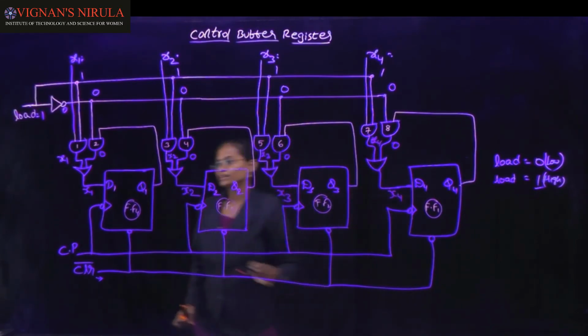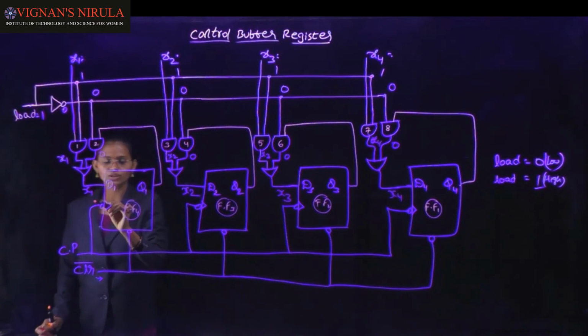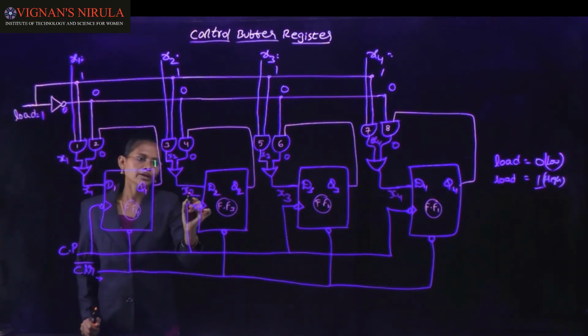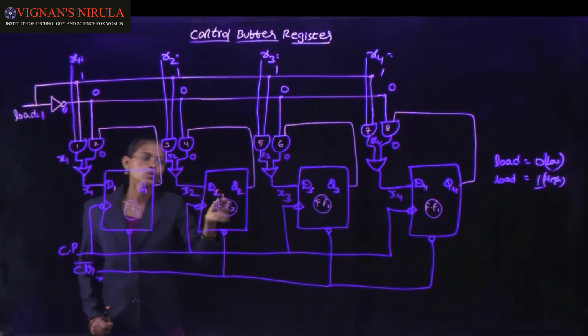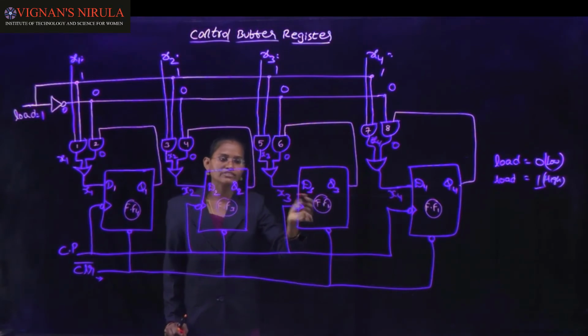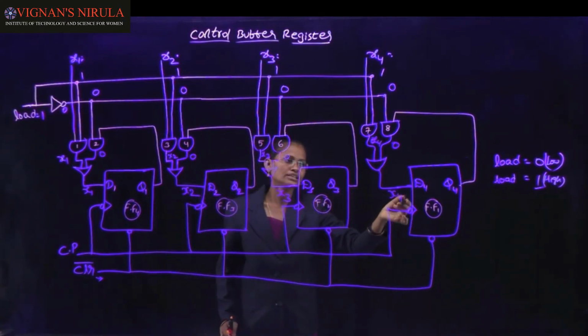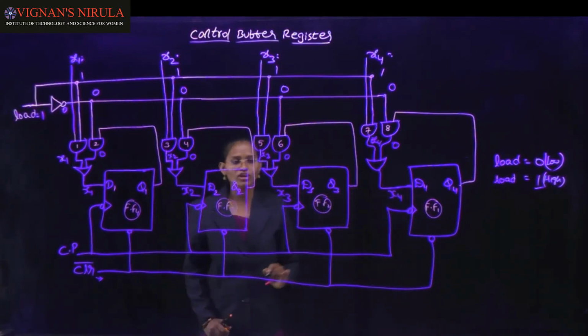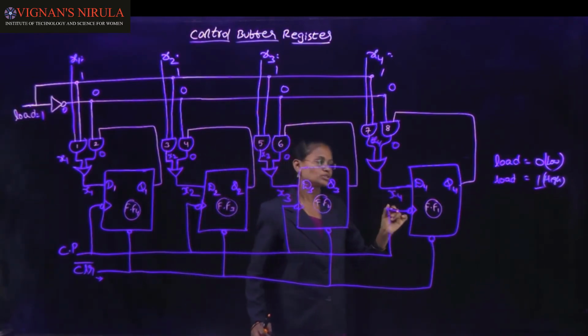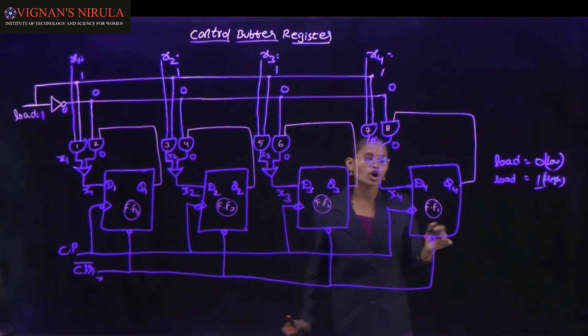Okay, here the x1 input is loaded to the first flip-flop D1 and x2 input bit is loaded to the D2 and x3 input bit is loaded to the D3 flip-flop and x4 input is loaded to the D4 flip-flop. Okay, these x inputs are loaded to the flip-flops or registers.